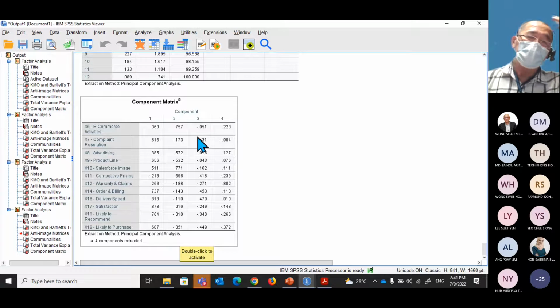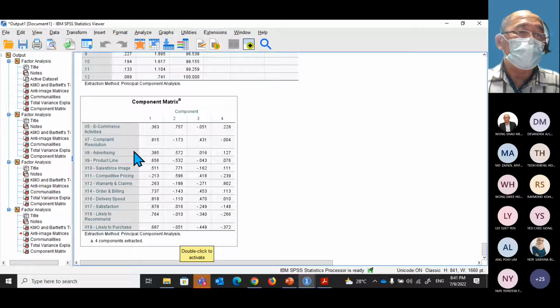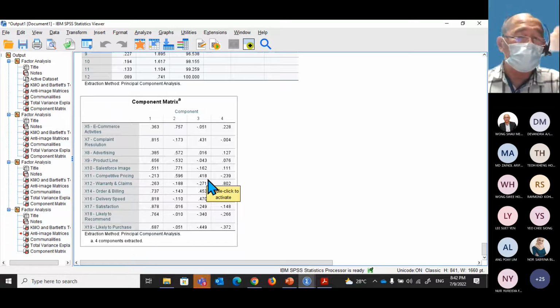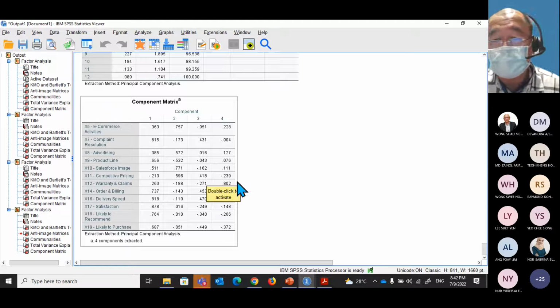In general, we want the high correlation. Example, X7 should belong to factor 1. X9 should be factor 1 also, because it's quite high. In general, use 0.6 or 0.7. Thank you. So you see more detail later, either today or tomorrow. Tomorrow got class. So continue with the slide.